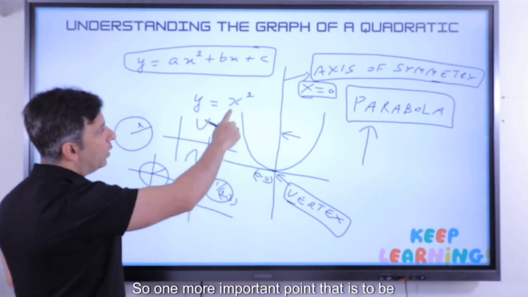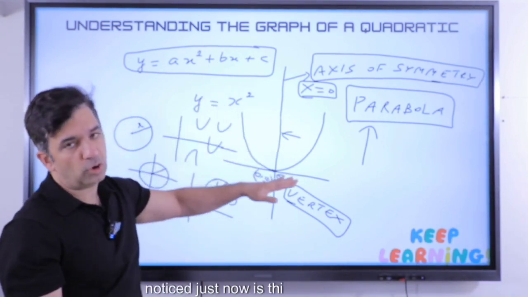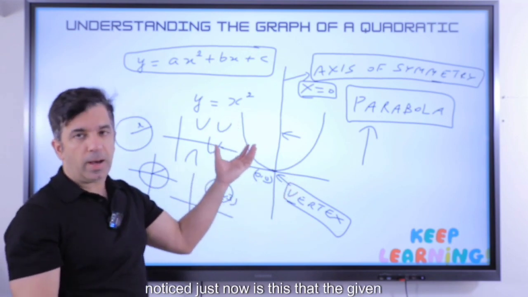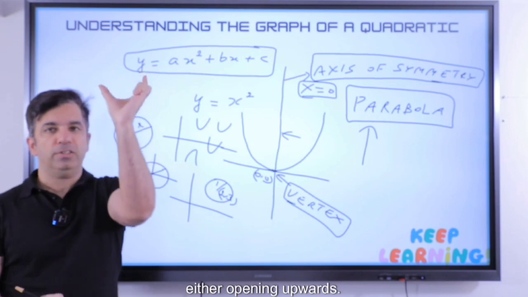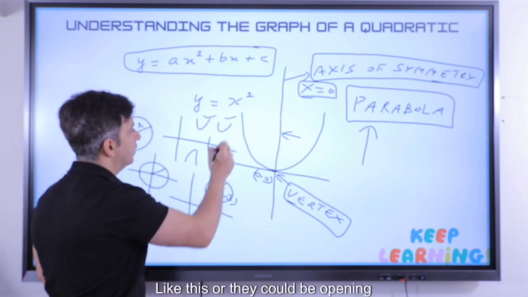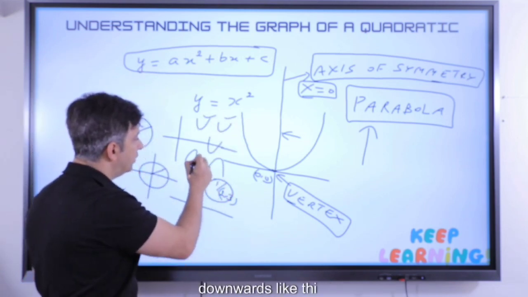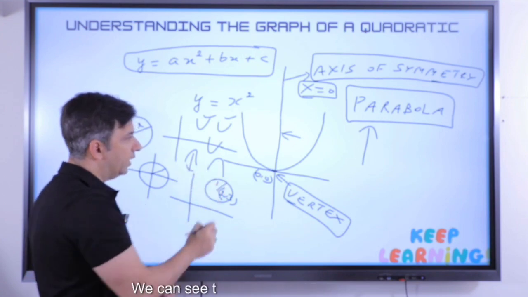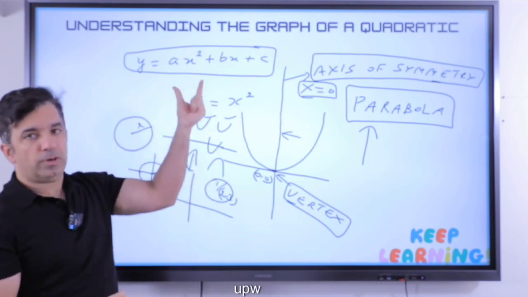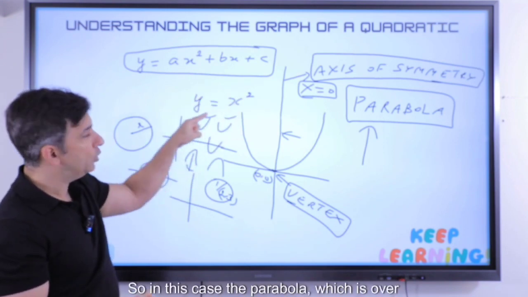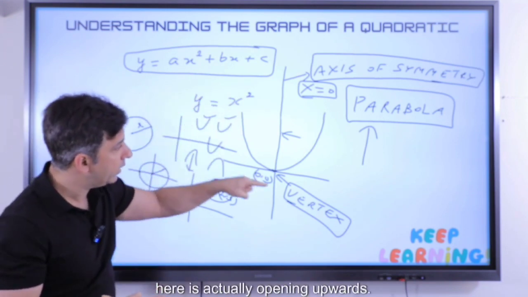One more important point to be noticed just now is that a given quadratic parabola would either be opening upwards like this, or opening downwards like this. We can see that this parabola is opening downwards. These parabolas are opening upwards. So in this case, the parabola over here is opening upwards.